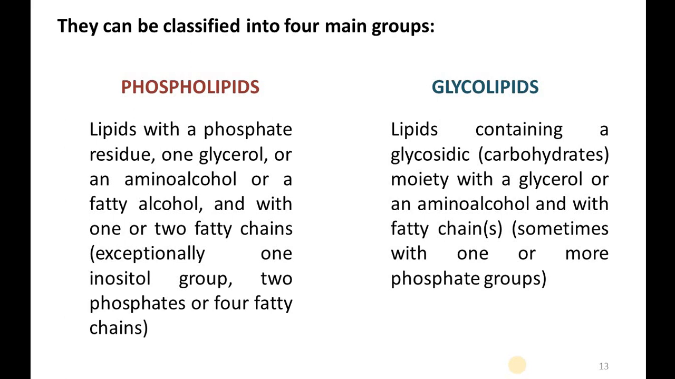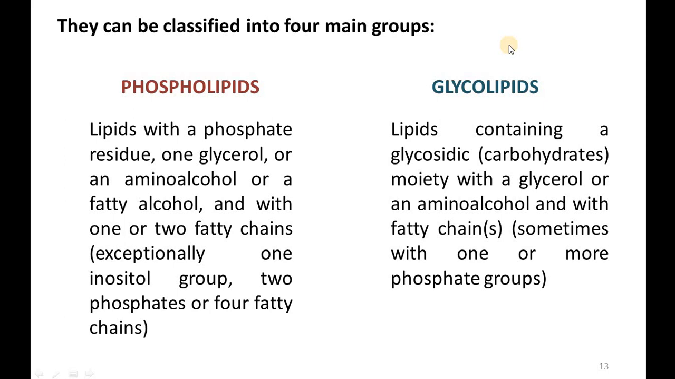The complex lipids are classified into 4 main groups. You have to remember that 4 main groups have been given to the complex lipid. First is the phospholipids. Phospholipids we already know: lipids with a phosphate residue, one glycerol or an amino alcohol or a fatty alcohol, and with 1 or 2 fatty chains, that is phospholipids.